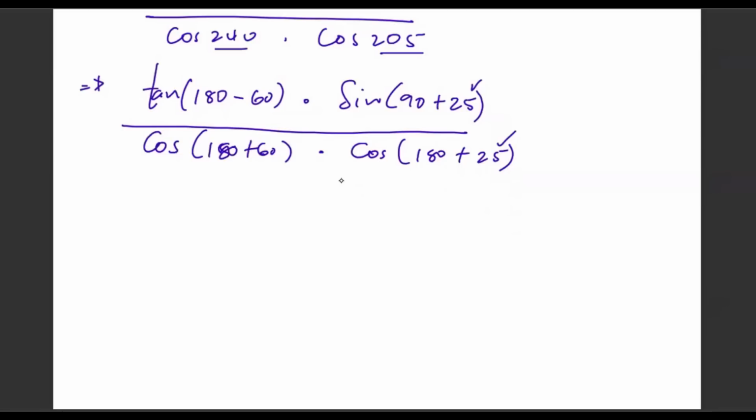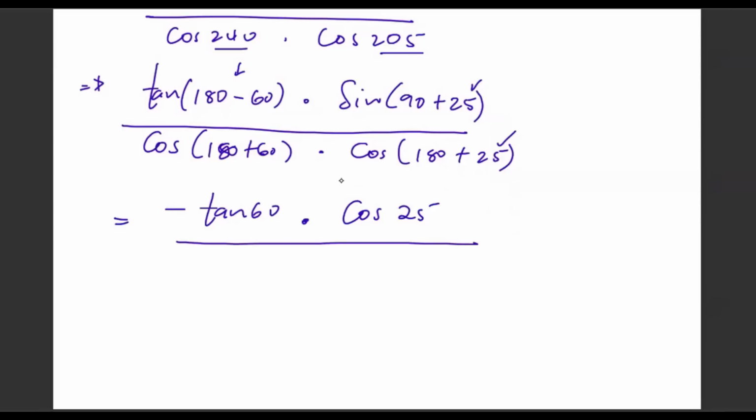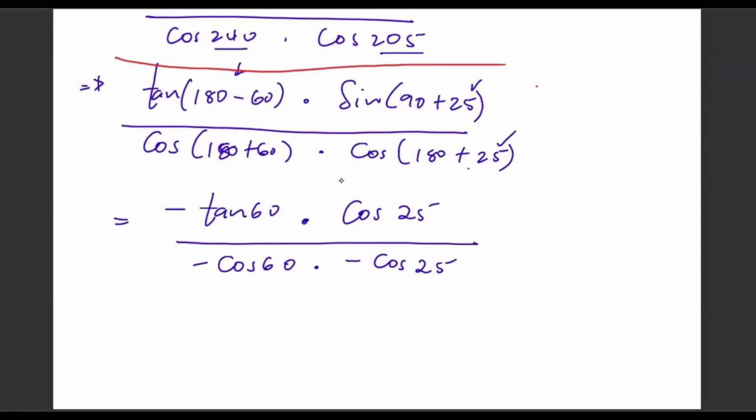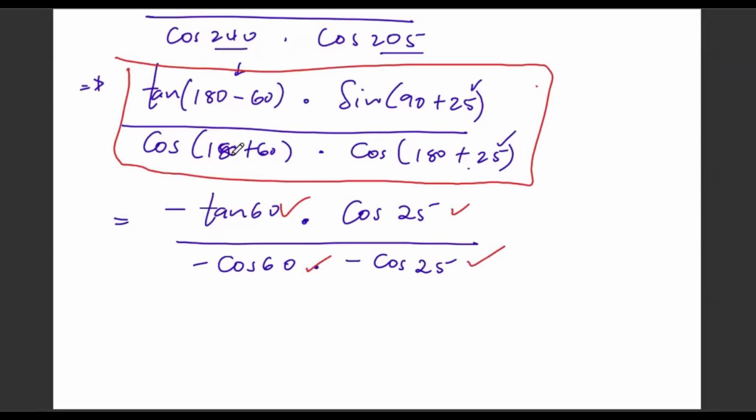All right, so from the top, in the second quadrant, tan is negative. So you're going to have negative tan of 60 multiplied by sine of 90 plus 25, that's going to give us a cos of 25, over cos of 180 plus 60, which is going to be a negative cos of 60. We're multiplying it by cos of 180 plus 25, that's a negative cos 25. Okay, so no one is going to give you marks for this step. The marks will come from this next step, the reduction part. That's where you're going to start getting marks.